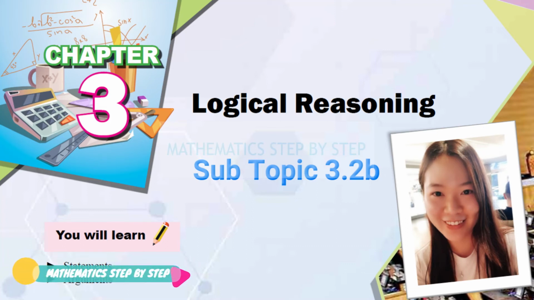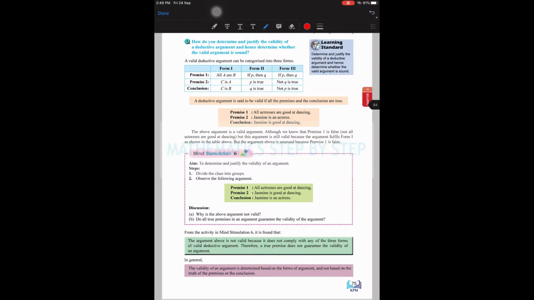I am Ying. So today we will learn to determine and justify the validity of a deductive argument and hence determine whether the valid argument is sound, okay? So let's look at this table. It shows the three forms of a deductive argument, okay?